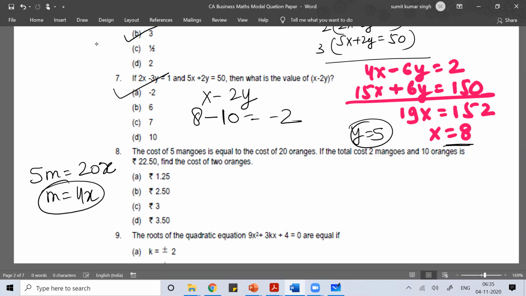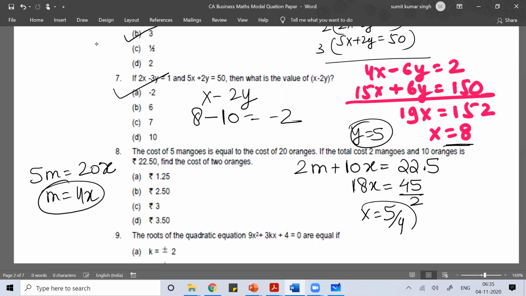If the total cost of 2 mango plus 10 oranges is 22.5, then in place of 1 mango you can write 4x. So 2 mango would be 8x. So 18x is equal to 22.5, which means 45 by 2, so x is equal to 5 by 4. So the value of one orange is 1.25. What is the value of two oranges? That would be 2.5.